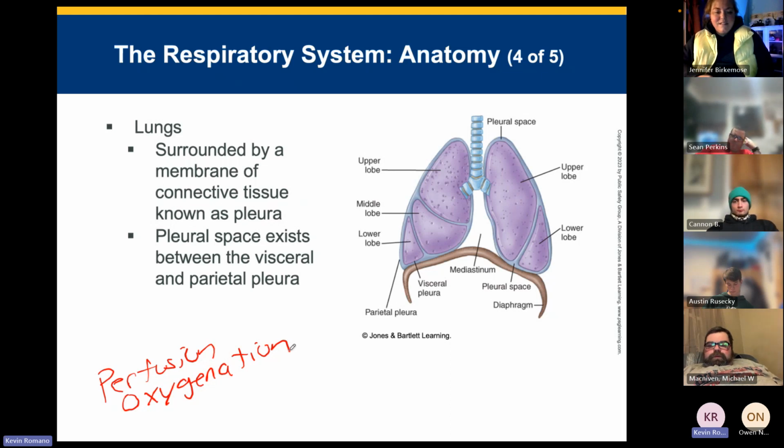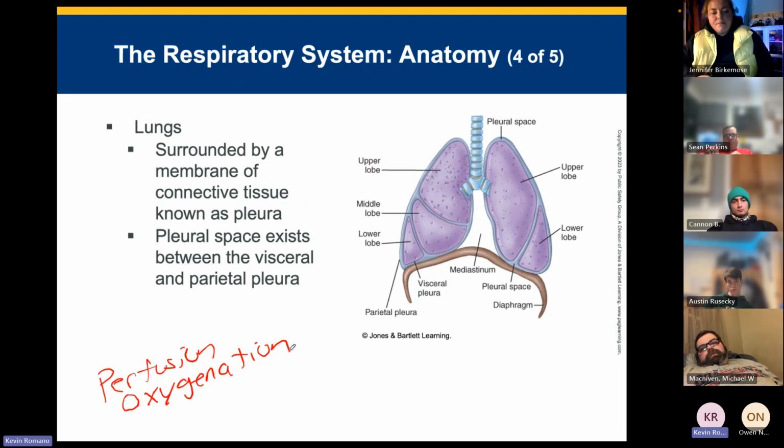Surrounded by the membrane of connective tissue known as the pleura, the parietal pleura lines the pleural cavity and covers the thoracic wall and superior face of the diaphragm. The visceral pleura covers the external surface of the lungs. A potential space known as the pleural space exists between the visceral and parietal pleura.